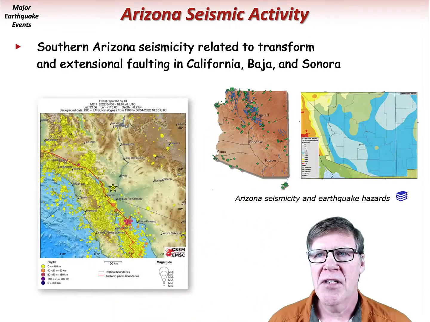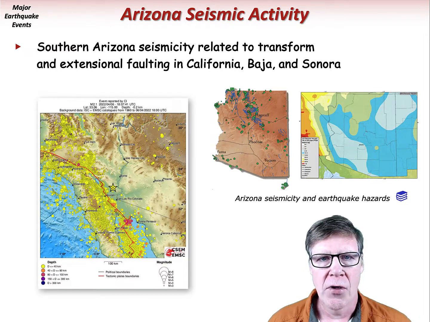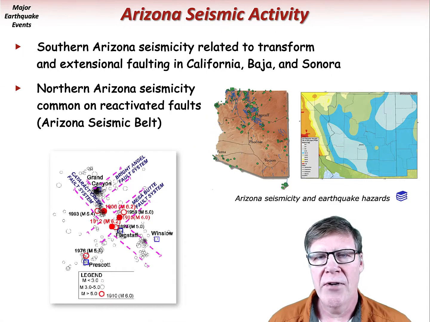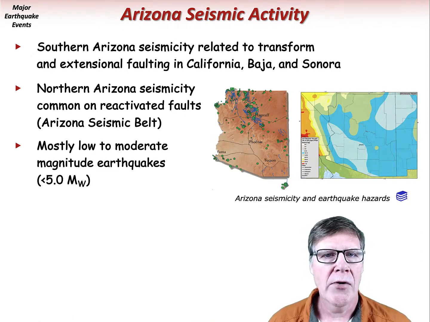Arizona is no stranger to seismic activity. In southern Arizona, seismicity is mostly related to transform and extensional faulting in nearby California, Baja, and Sonora. In northern Arizona, seismicity is common on reactivated basement faults. This area is known as the Arizona Seismic Belt. Earthquake activity across the state consists of mostly low to moderate magnitude earthquakes, typically less than 5.0, with a few notable higher magnitude exceptions.